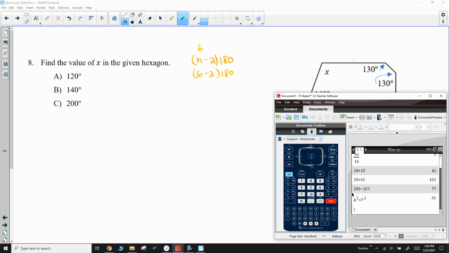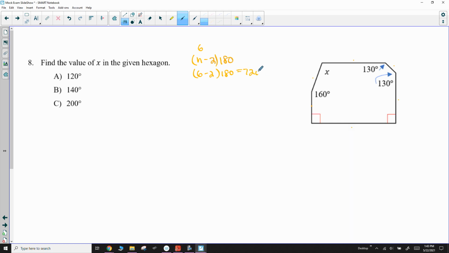6 minus 2 is 4. So 4 times 180 is equal to 720 degrees. Okay, so that means all of these angles add up to 720. I am going to start here and go around clockwise and stop at this one. So I'm going to say x plus 130 plus 130 plus, you got to know that this means 90 degrees, plus 90 plus 90 plus 160, 1, 2, 3, 4, 5, 6. If it has 6 sides, it has 6 angles, and all of that stuff adds up to 720.